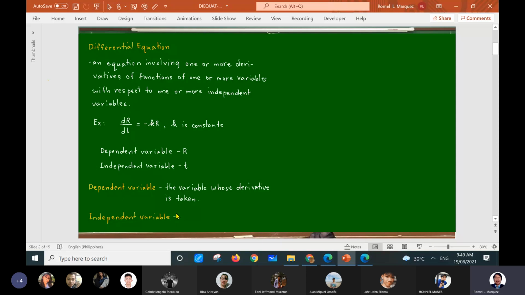Guys, it is the variable with respect to which a derivative is taken. Okay? So again, it is the variable with respect to which a derivative is taken. Okay?